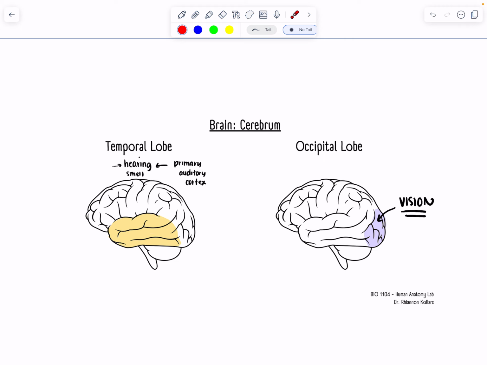We're now going to talk about how we get supplies. I talked about that CSF when I talked about ependymal cells. We're going to talk about what ventricles are, where they're located, and how they're going to supply nutrients to all of these lobes as well as the other structures within the brain.